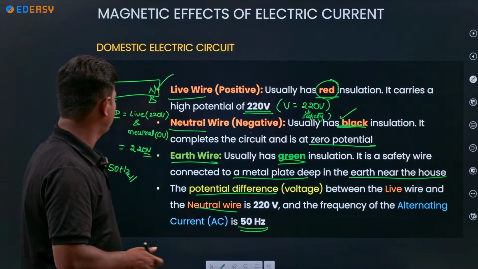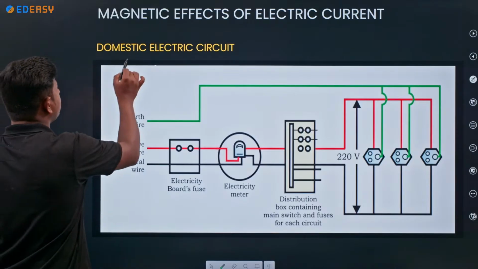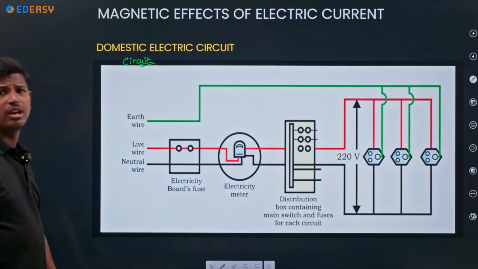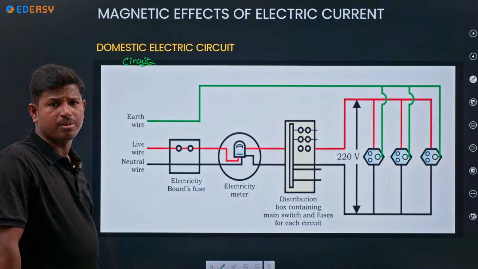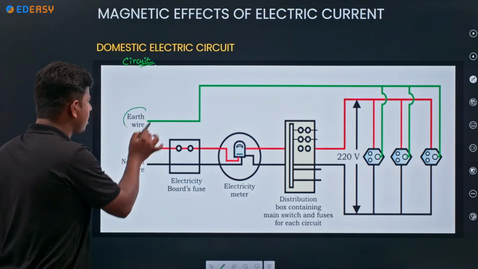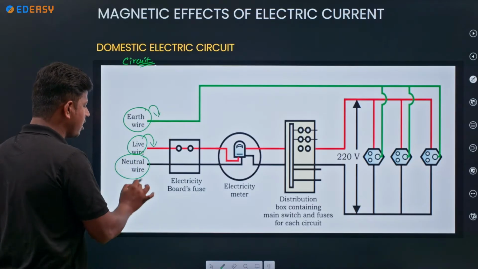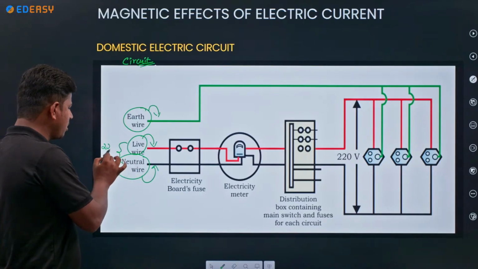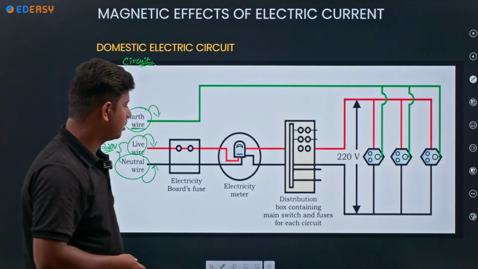Okay. Next. So this is the circuit diagram you need to follow in examination time. You have to draw the circuit diagram for domestic purposes. From where are you getting it here? See how many wires are there? Earth wire always green, live wire always red, neutral wire always black. The potential difference between live and neutral is 220 volts. The purpose of earth is protection.